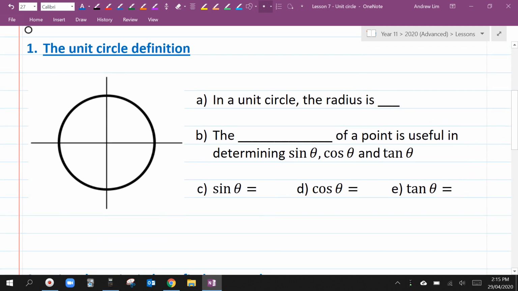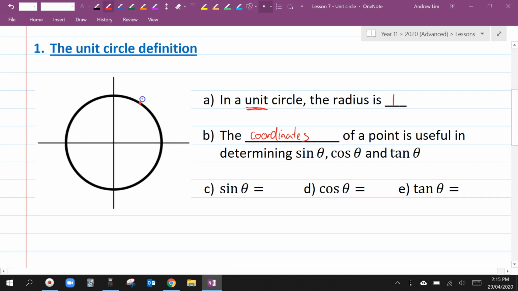So here we have a unit circle, and in a unit circle, the radius is 1. Unit means 1. The coordinates of a point are useful in determining what sine theta, cos theta, and tan theta are equal to. For example, if we take a point here, we'll call it point P, and we construct a right angle triangle from the center of the circle. Here's our right angle triangle. We know that the radius is 1. However, what we don't know is what this side is and what this side is.